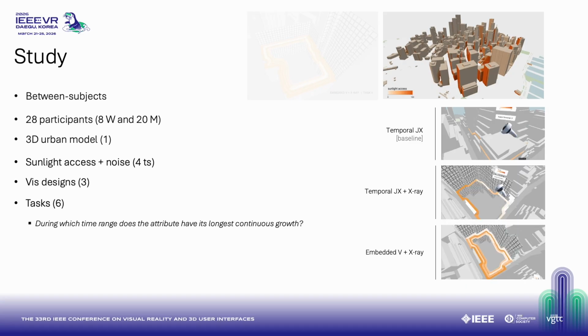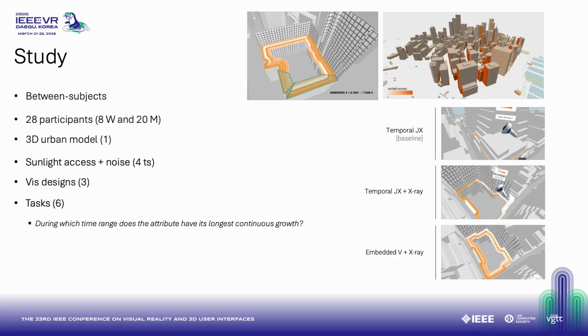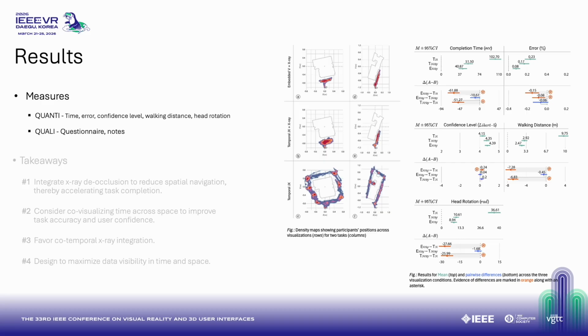While using these visualizations, participants performed 6 tasks that required them to search across all sides of the building to find the time range during which the attribute value has its longest continuous growth. Throughout the tasks, we collected and analyzed both quantitative and qualitative data, such as completion time, error, head position and orientation, and questionnaire responses. From the gathered data, we examined pairwise mean differences and obtained density maps showing participants' positions. We summarize 2 key takeaways here.